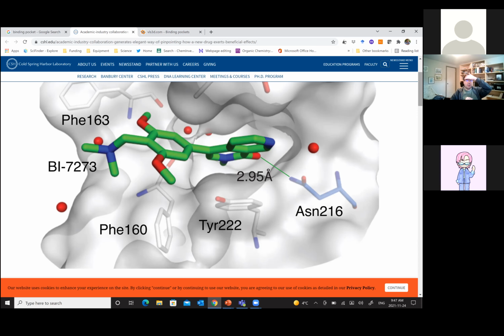Why? Because it's an indent. I just need to get something that fits. I just need to match shape. And electrostatics and all other stuff, but just get something that sticks in there and messes it up.